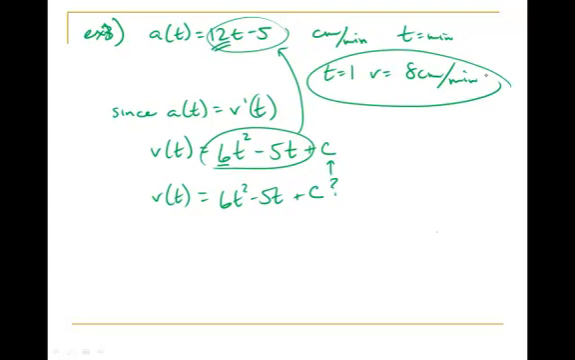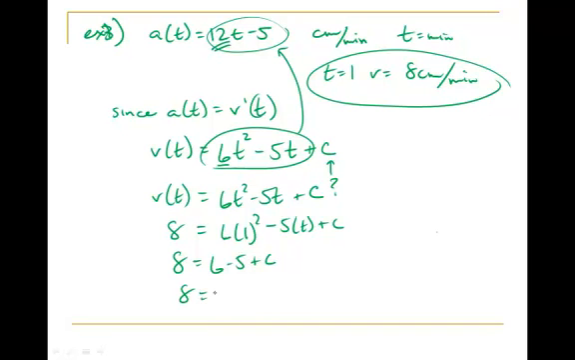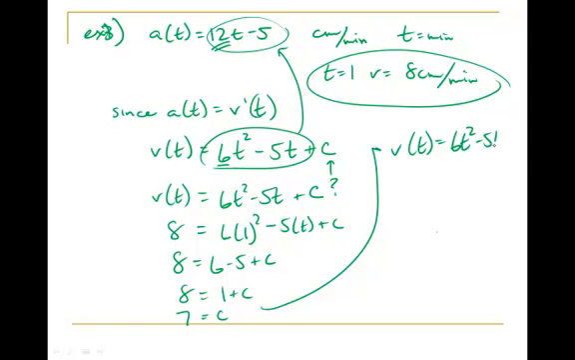Well, they gave me some information. At t equals 1, v of t, or the velocity, was 8. So let's see, we've got 8 equals 6 minus 5 plus c. 8 equals 1 plus c, so c is 7. Therefore, my velocity equation was 6t squared minus 5t plus 7. And that's my final velocity.